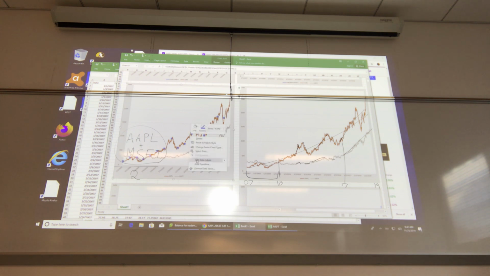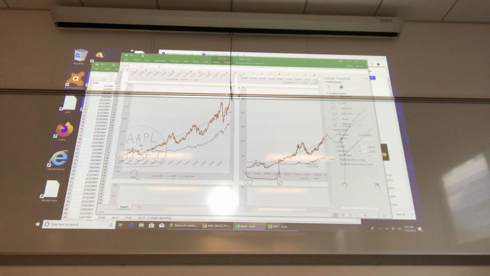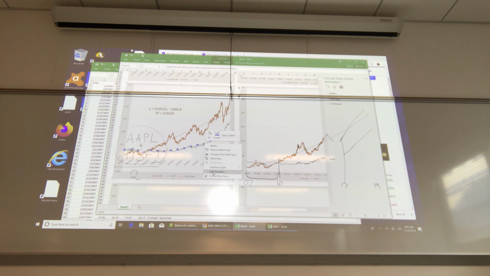If I put a trend line, I have a line, I want to see the equation and I want to see the R square. The R square is 90%. I like it. The slope is 4% daily. It's not that bad. I want to see the trend line. I want to see what is the trend line here.